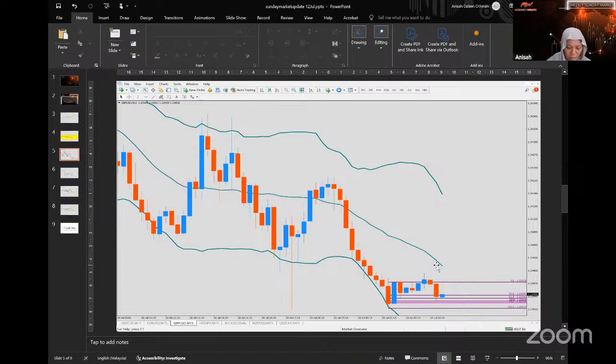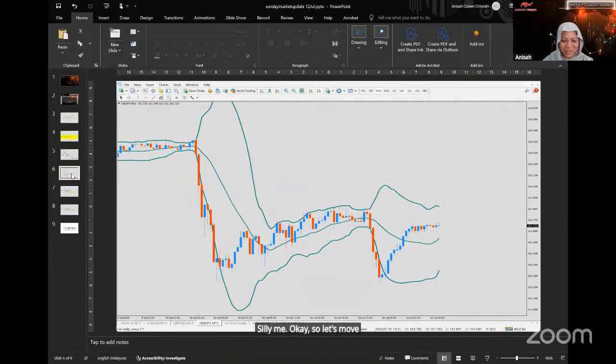No, I got the price all mixed up. Damn, I'm going to come back to that for euro dollar. I'm so sorry. Silly me. So let's move on to dollar yen first. Dollar yen first.